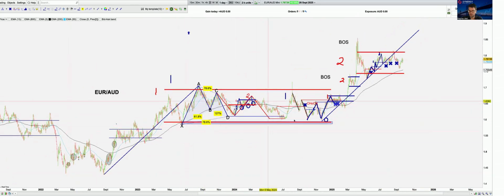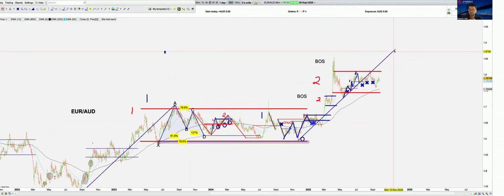You can see the 1. You can see the 2. And here's the 3 up here. So 1, 2, 3 to the high. Let's just have a look. Lovely looking pattern. You have level 1, level 2. And we're aiming to complete the ABCD up here.